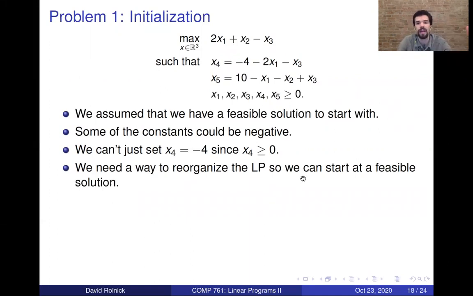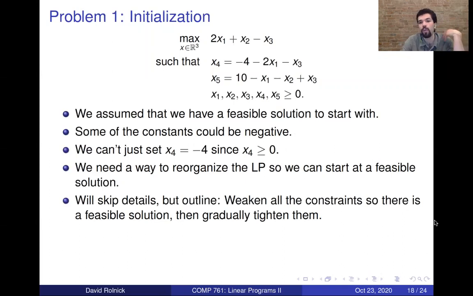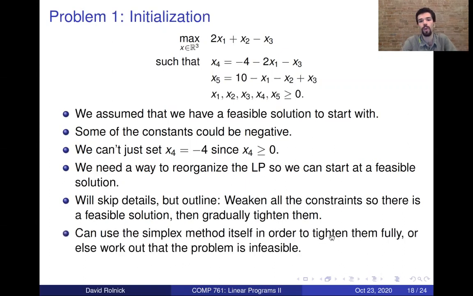And there is a way to do that. It involves weakening all the constraints so there is a feasible solution and then gradually tightening them. And the way that you do this is you use the simplex method to tighten them and work out how tight you can get and work out if the problem is infeasible. Because remember, some linear programs don't have a solution at all. They're infeasible. So in some cases, we won't be able to find a feasible point, but there's a way to use the simplex method to do that. And I'm not going to go into that. But basically, the idea is if we can find a place to start out at, the simplex method will take us from there to the optimum.